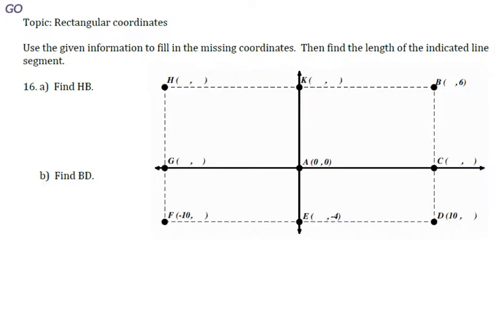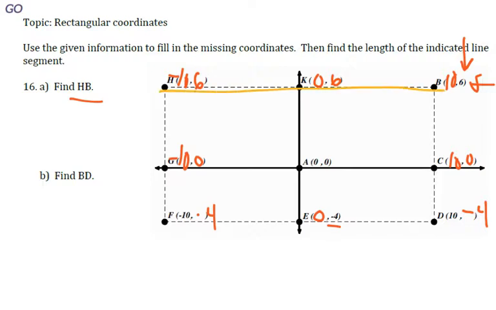Okay, so this has a y value of 6, so everything going horizontally would have 6. Okay, this is an axis, so that would be 0. That would be 0. The y value here would be 0 and 0. The y value down here would be negative 4 and negative 4. And the x values are 10 over here and negative 10 over here. Then HB, so HB would be that distance right there. So this distance we know is 10. And this distance we know is 10. So it would be 20.